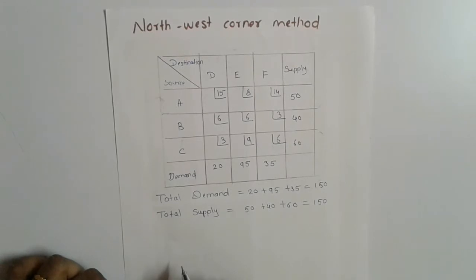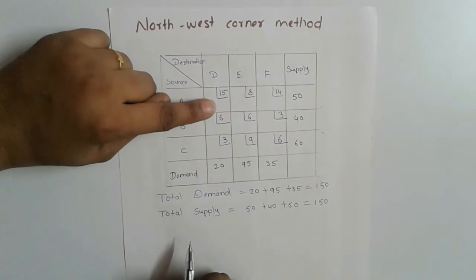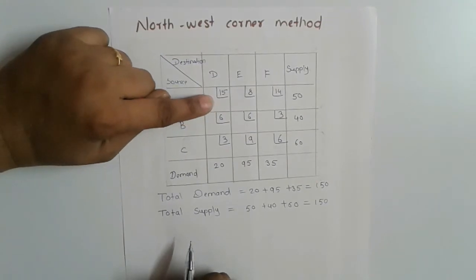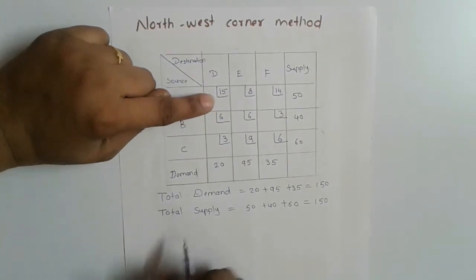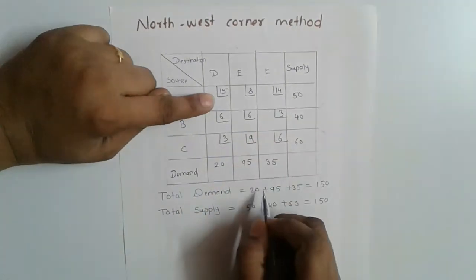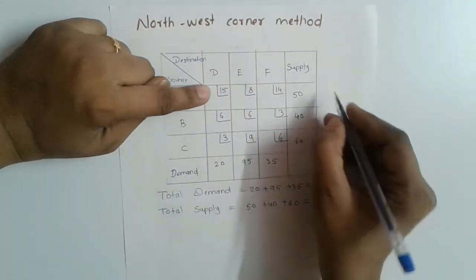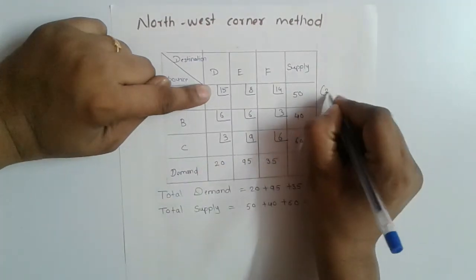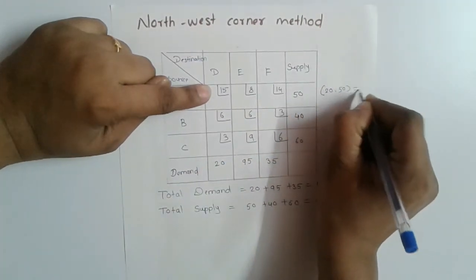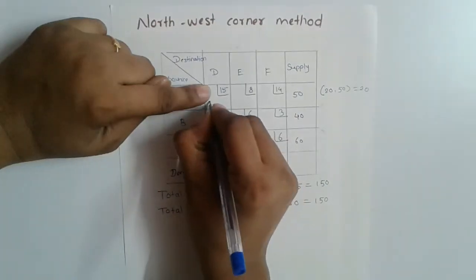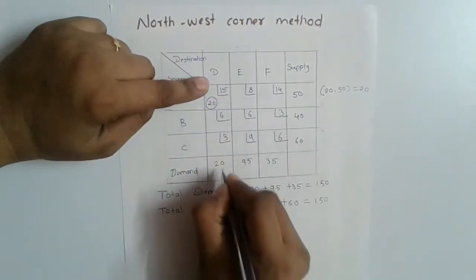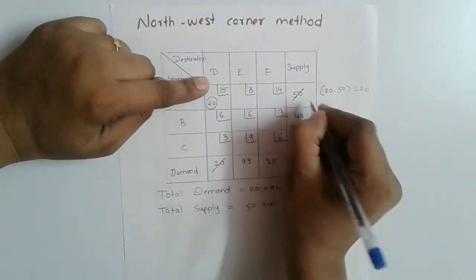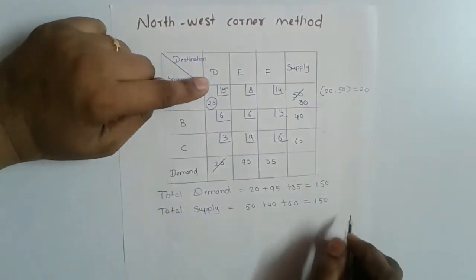The first step is to start with the northwest corner cell, that is to this cell. Now here we can allocate minimum of demand and supply. So the supply is 50 units and the demand is 20 units. So we can allocate minimum of 20 and 50, that is 20 units to this cell. So allocate 20 units here. Demand is exhausted and supply remains 30 units.